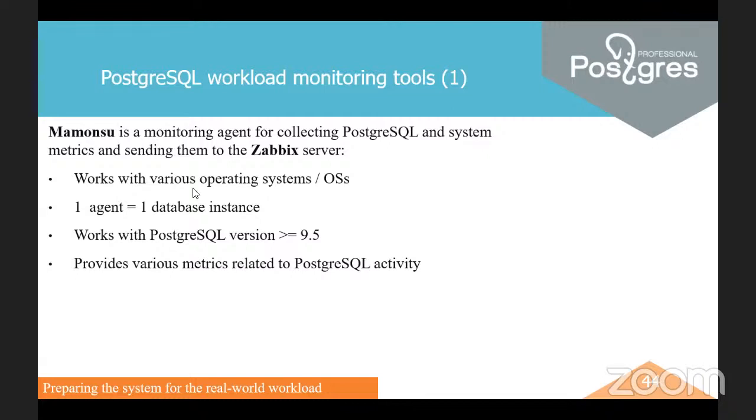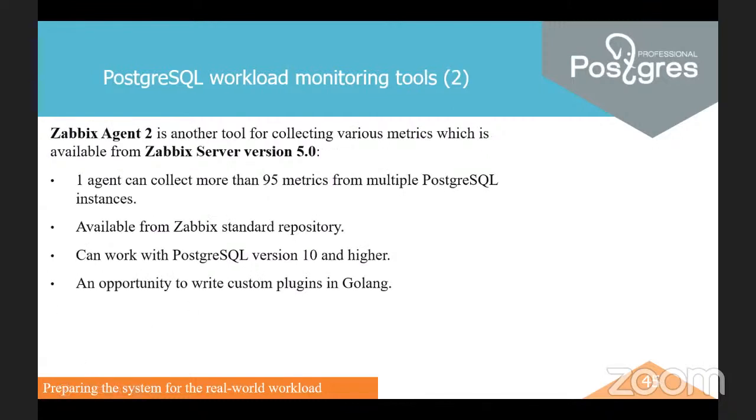Zabbix Agent 2: some of my colleagues have implemented some of its logic, so our company has also participated in its development. It's another tool for collecting various metrics, which is available from Zabbix version 5.0. One agent can collect more than 95 metrics from multiple Postgres instances. It's available from the Zabbix standard repository. It can work with Postgres version 10 and higher. And also there is an opportunity to write custom plugins by using Golang.